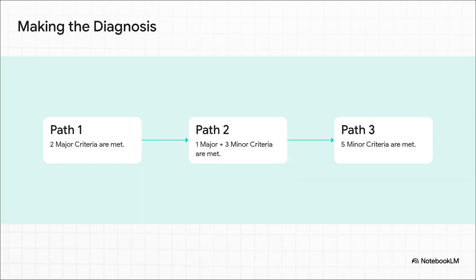Okay, so how does a doctor officially crack the case? It all comes down to a clear formula. If you find two of those smoking guns, those major clues, boom, diagnosis confirmed. Or you could find one smoking gun plus three of the supporting minor clues. And get this, even if you don't have a single major clue, if you gather 5 of the minor ones, that's still enough evidence to make the call. It's systematic, it's methodical, it's not a guess.